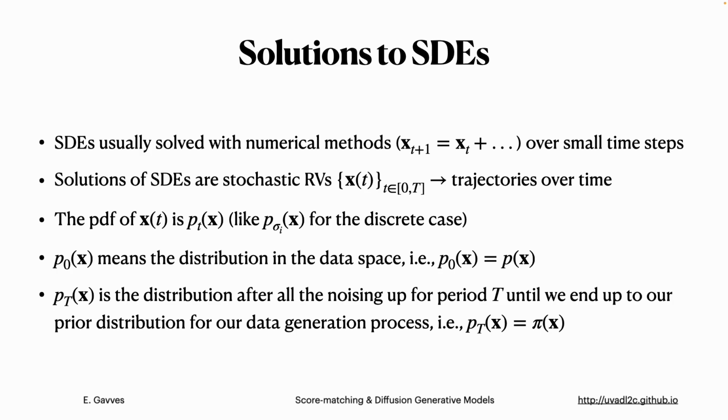What time is it? Okay, we're running out of time. The PDF of xt is p with t in the subscript. In the discrete case, instead of t, you have an explicit noise scale. The only difference is that t is continuous, takes a continuous value, whereas here you have a discrete value. P0 is your data distribution, like the data space distribution, and capital T is the distribution after all the noise is added completely. So it's your prior, let's say.